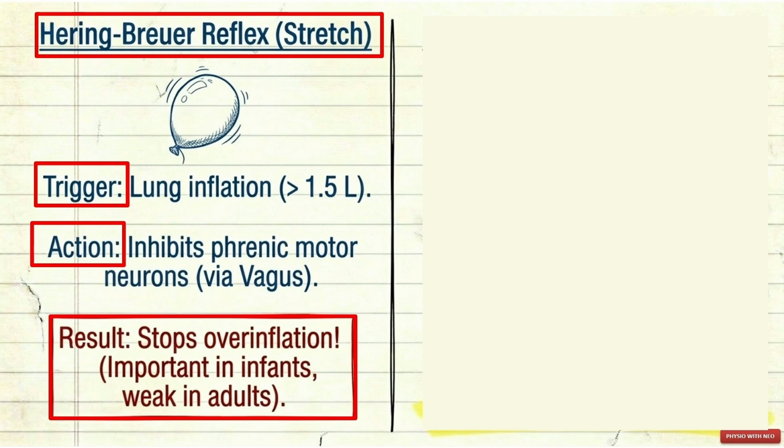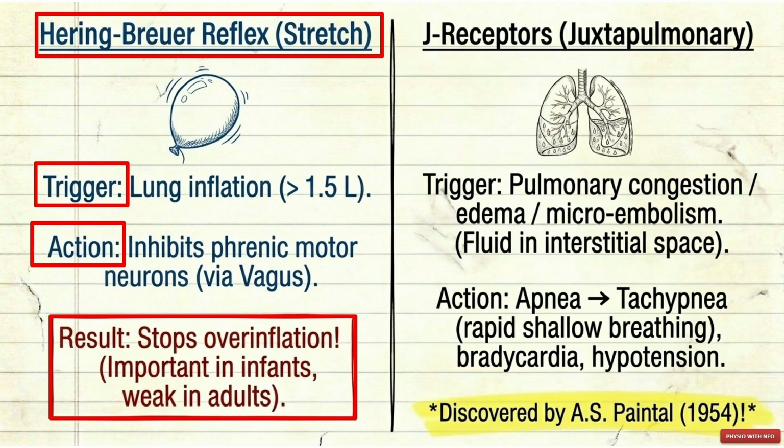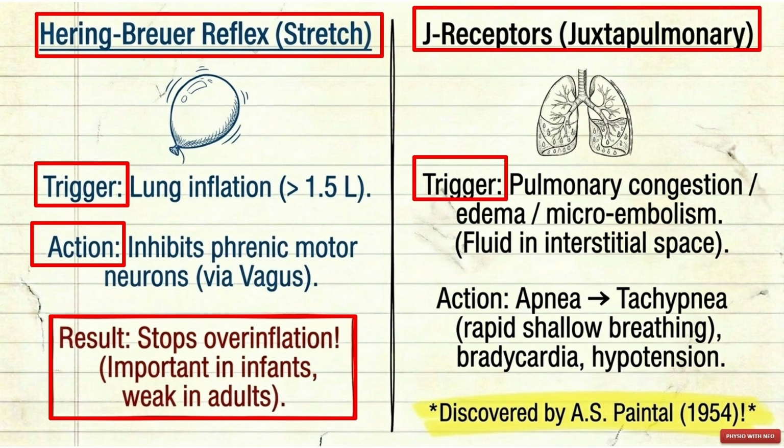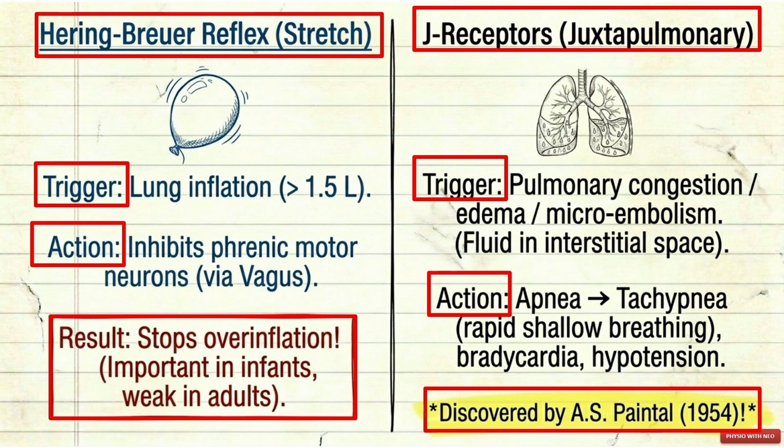Along with the Hering-Breuer reflex, there is another receptor called the J receptor, juxtapulmonary receptor. This is mainly triggered by pulmonary congestion, edema or microembolism, that is whenever there is a rise in fluid in the interstitial space. The action is that it causes apnea followed by tachypnea. These J receptors cause rapid shallow breathing, bradycardia and hypotension. Remember, these J receptors were discovered by A.S. Paintal, an Indian scientist, in 1954.